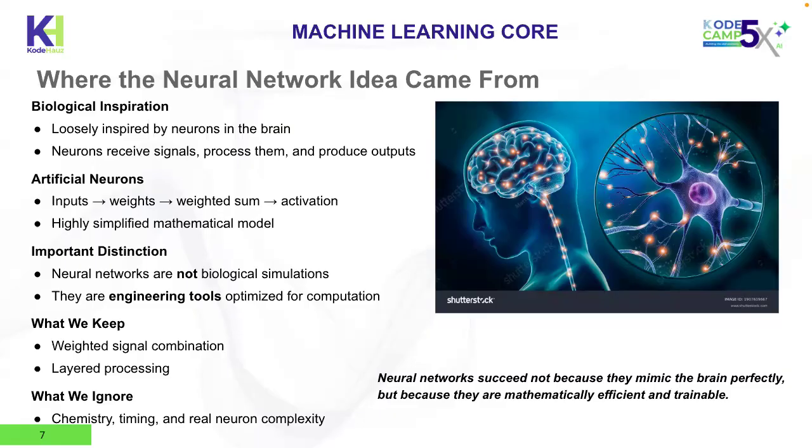So neural networks are not biological simulations. They are basically engineering tools, engineering models that have been optimized for maximum high-speed computation. Looking at the biological neurons, what has been maintained is the weighted signal combination and the layered processing, right? Because if you look at the artificial neural network, the architecture has layers, but the brain doesn't work with layers. The way the neurons in the brain are connected is crazy. It's not easy for you to map, right?